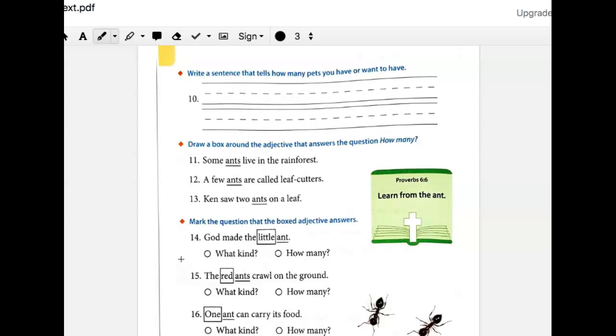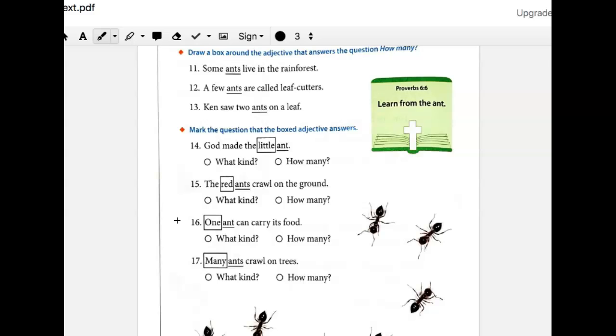And on the back page, number 10, you're going to write a sentence that tells how many pets you have or want to have. So if you don't have any pets, that's okay. Imagine how many pets you want to have and write a sentence about it. And the rest is very much like the front page.